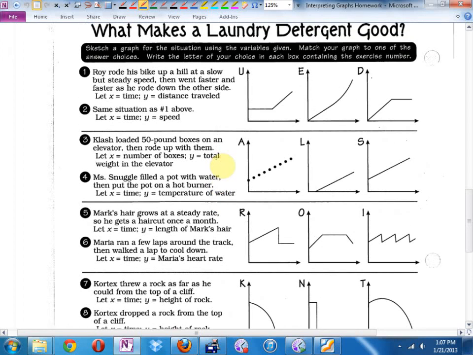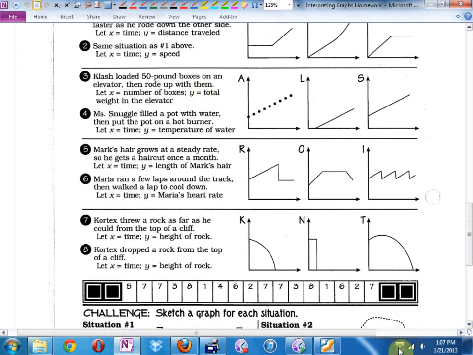Sketch a graph for the situation using the variables given. Can't even read. Match your graph to one of the answer choices, and then write the letters. So number 1, Roy rode his bike up a hill at a slow but steady speed, then went faster and faster as he rode down the other side. Time on the x-axis, distance traveled on the y-axis. So this is not speed, this is distance versus time. See if you can figure out which one's which. These are tricky. See how it goes.